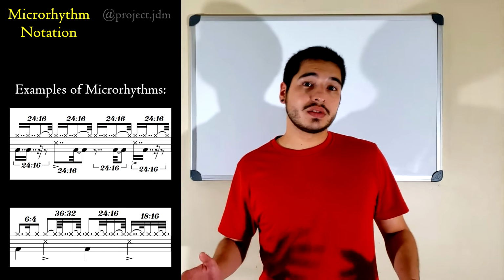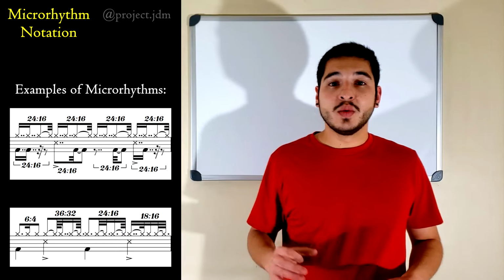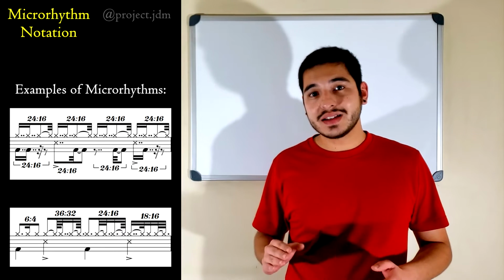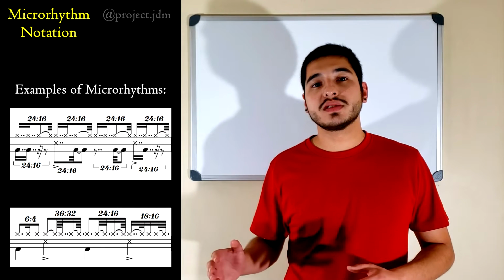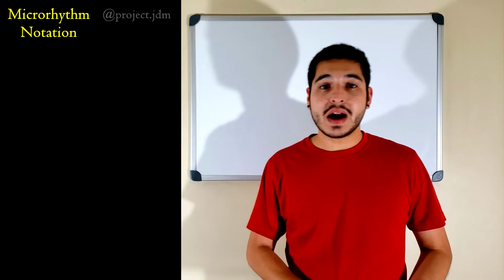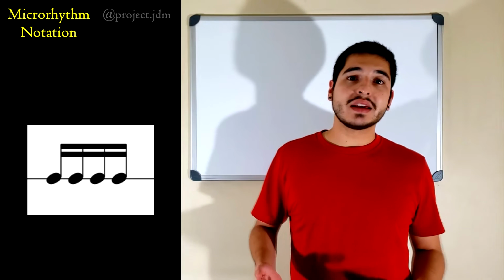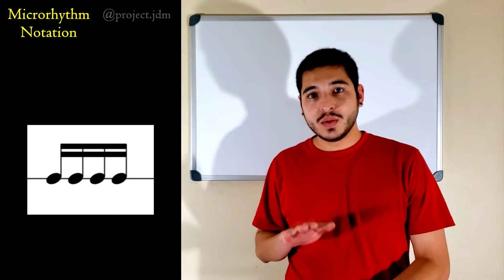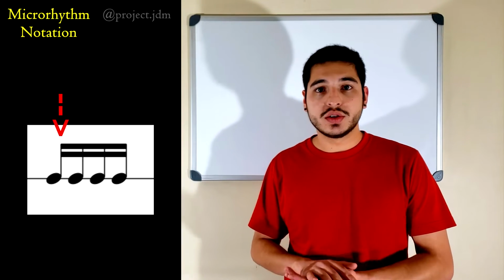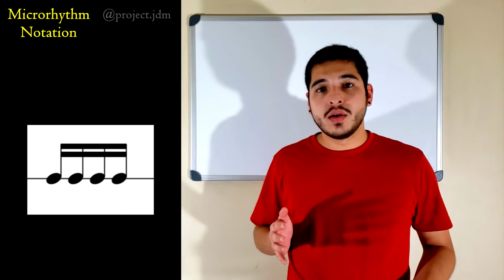So microrhythms. What are microrhythms? We'll consider them to be the slight timing deviations in rhythms. For example, if I had a 4-note rhythm, like 16th notes, then we can say that they sound like this. 1, 2, 3, 4, 1, 2, 3, 4, 1, 2, 3, 4, 1, 2, 3, 4.